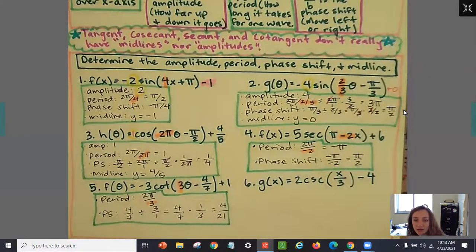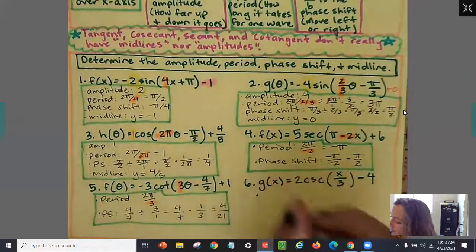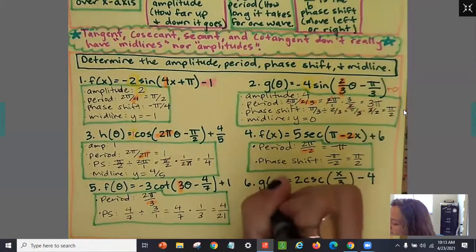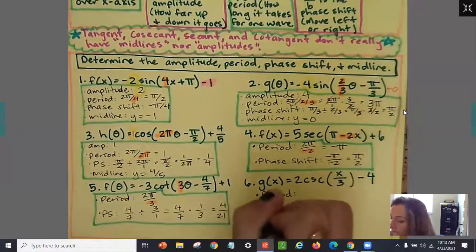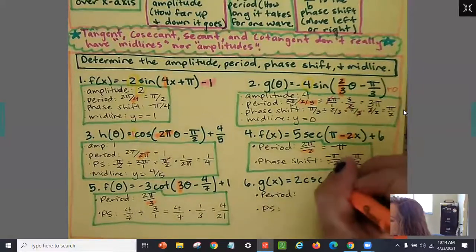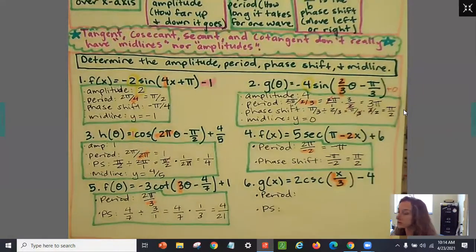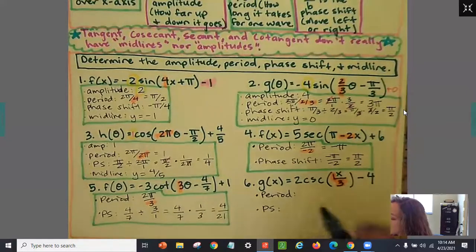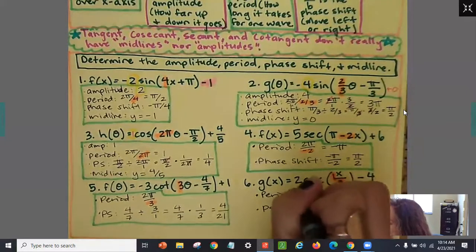Okay, so let's look at our problem number 6, and then we'll talk about left and right with phase shifts. Number 6 is cosecant, so we're not going to worry about amplitude or anything like that. We are going to worry about the period and the phase shift. The period is 2 pi divided by the number in front of x, and the x is actually being divided by 3. However, we need to look at what that is being multiplied by. This is actually being multiplied by 1 divided by 3, so there's actually a 1/3 in front of the x. So it's going to be 2 pi divided by 1/3.